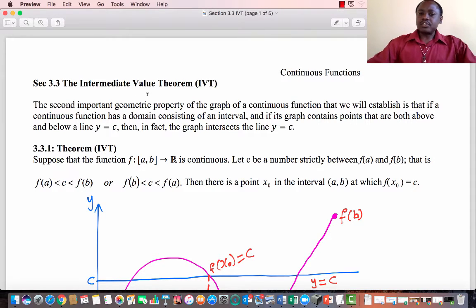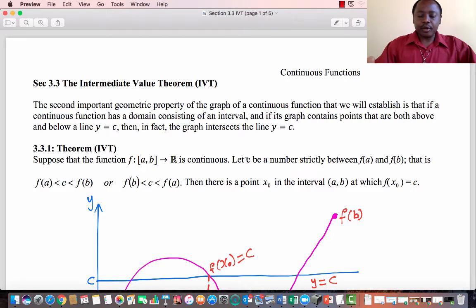The second important geometric property of the graph of a continuous function that we will establish is that if a continuous function has a domain consisting of an interval, and if its graph contains points that are both above and below the line y equals c, then in fact we would conclude that the graph intersects the line y equals c. Now let's put that more rigorously.